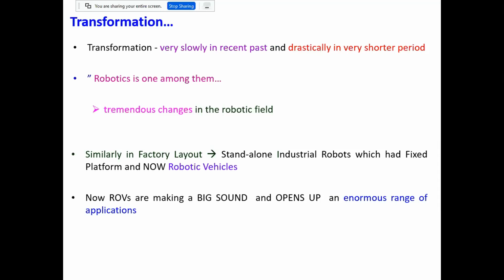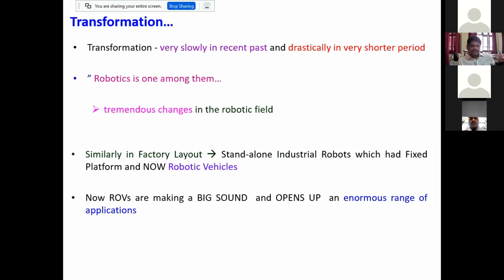Robotics is one among them. We have seen tremendous changes in the robotic field. The word robot was first introduced by Karl Capek in his play R.U.R. in 1921 as a humanoid creature for comic relief. And what we have seen currently in 2018 or 19, Enthiran 2, is unimaginable and difficult to digest, what we have seen in the Enthiran 2 movie.